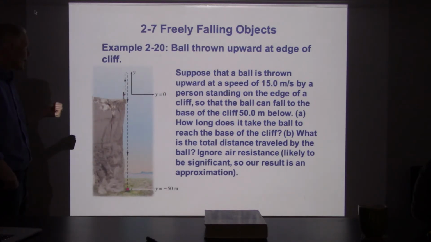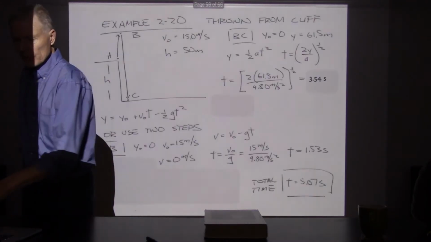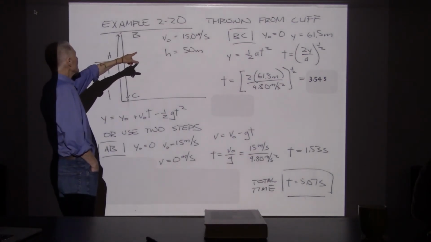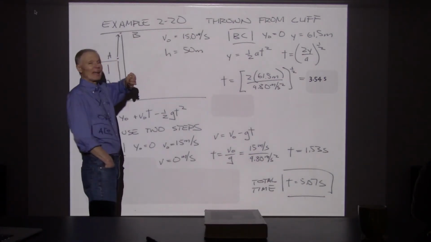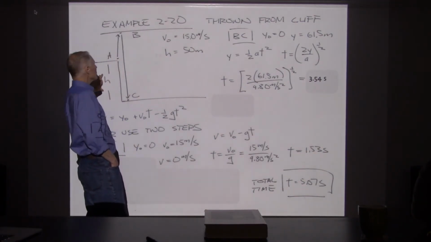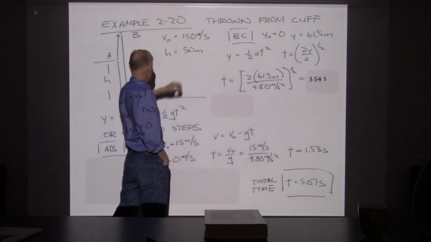We need to find the time, the total distance traveled, and ignore air resistance. So air resistance we don't have to worry about. So we're going to throw it from a cliff. I'm trying out new variables here. I'm going to call this h. H is the height of my cliff. It's 50 meters.